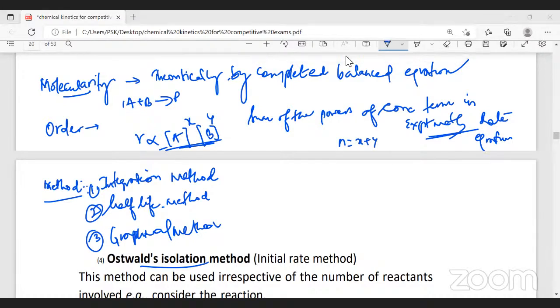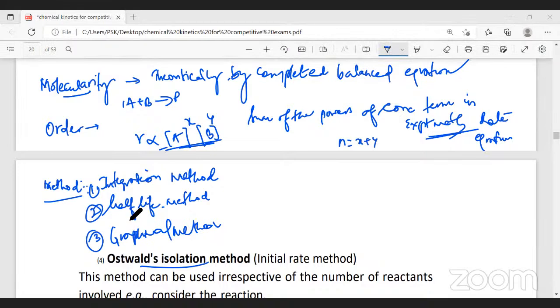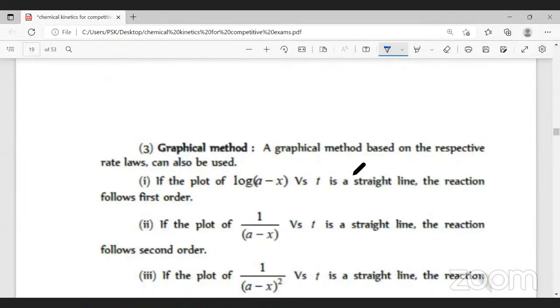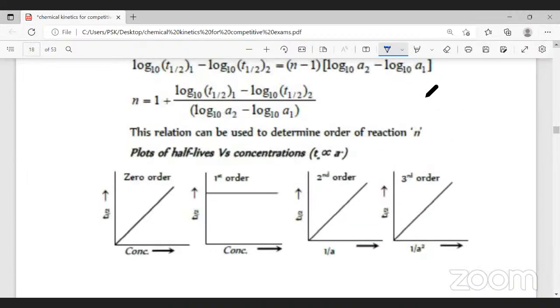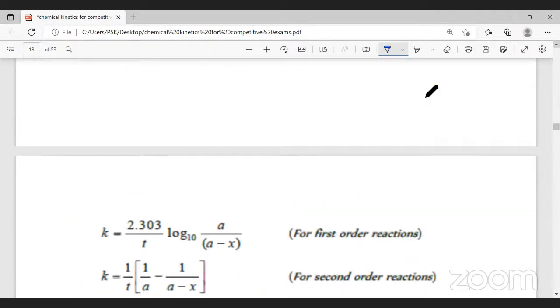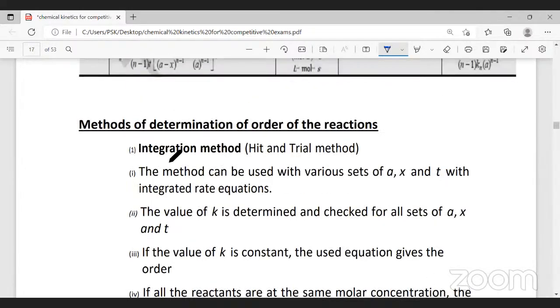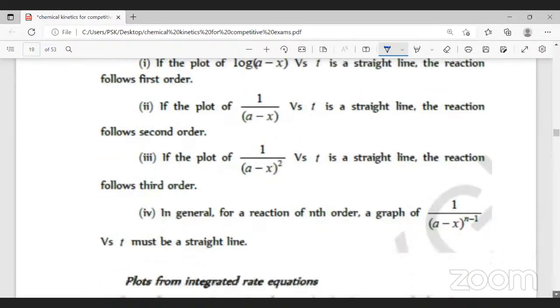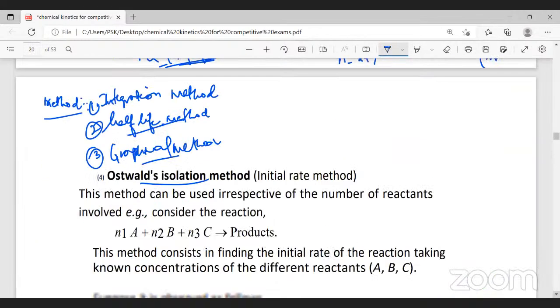One is the integration method. The other is the half-life method. Third is the graphical method. The fourth is Ostwald's isolation method. Now you can see in the graphical method so many graphs are represented. These concepts we'll understand later. It's not in the syllabus, but I want you to remember the methods by which we can determine the order of the reaction. One is the integration method, also called the hit and trial method. The second is the half-life method. Third is the graphical method. And the fourth is Ostwald's isolation method.